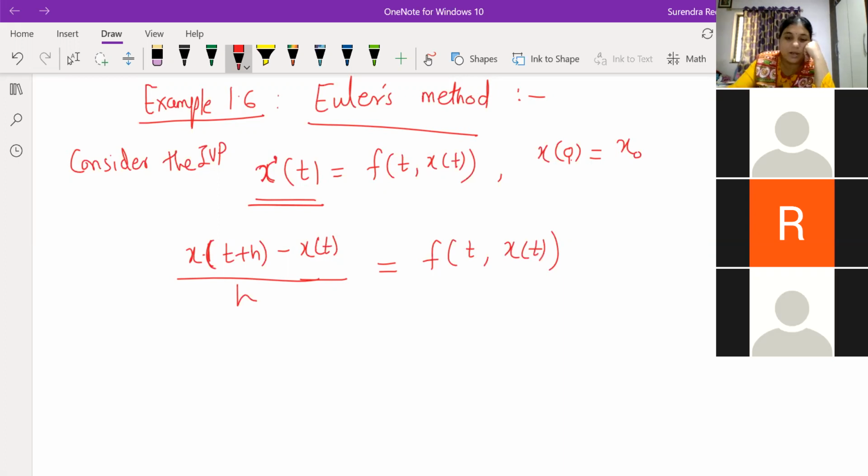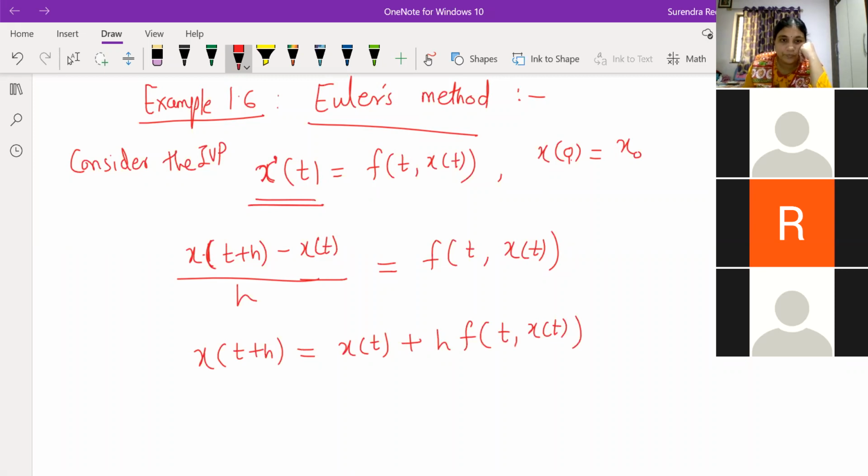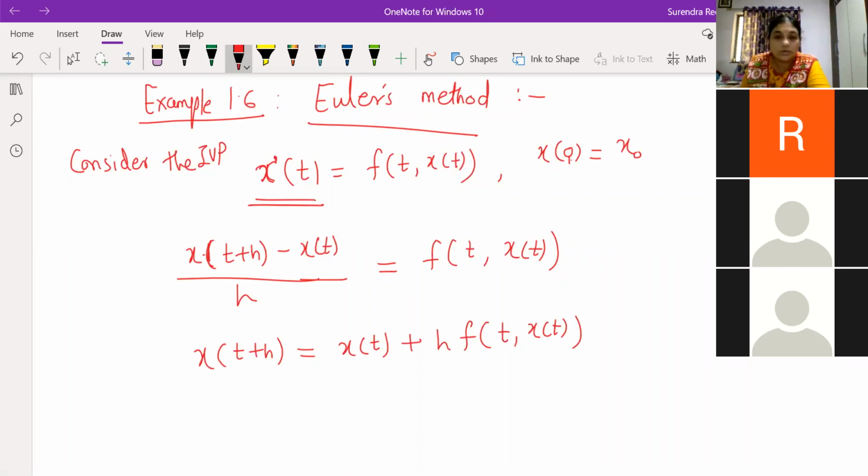I want x of t somehow as a difference equation. So if I simplify and write this, x at t plus h is nothing but x of t plus h times f of t, x of t. Same equation I have rewritten like this. x at t plus h is equal to x of t plus h times f of t, x of t. Now this is also a difference equation. You can see t plus h is like the next value, and I have here values in terms of x of t, previous values. Or we can rearrange this difference equation also.